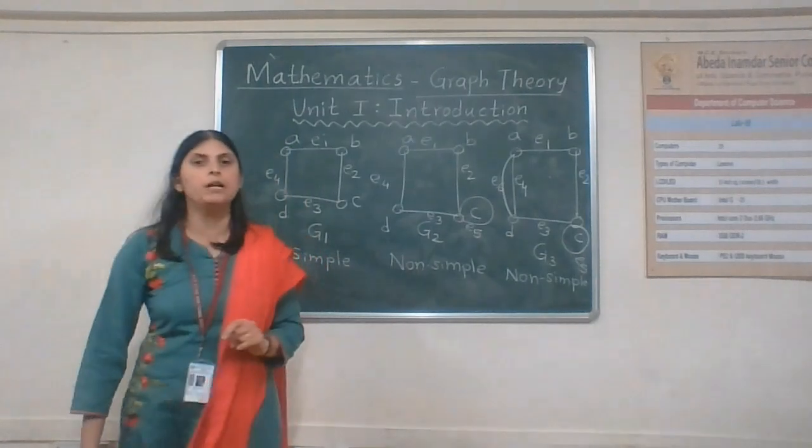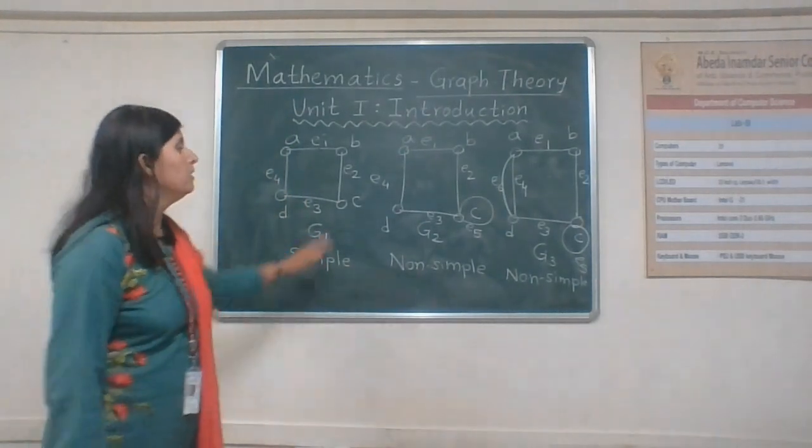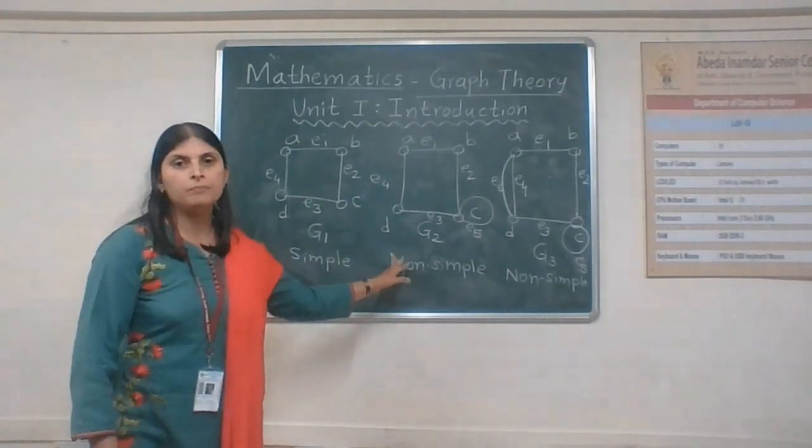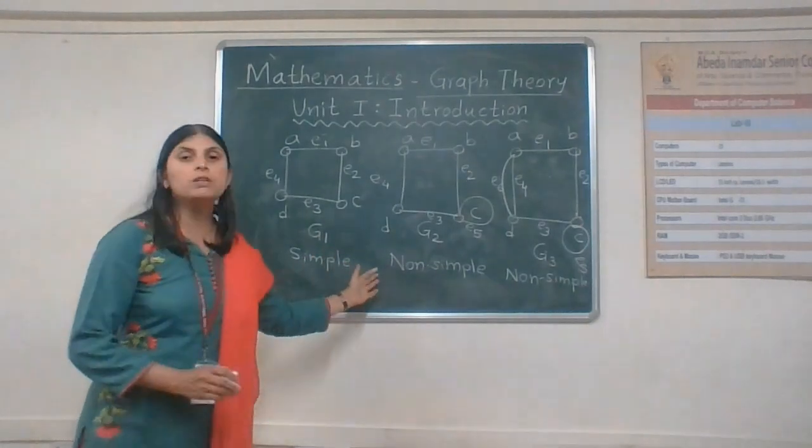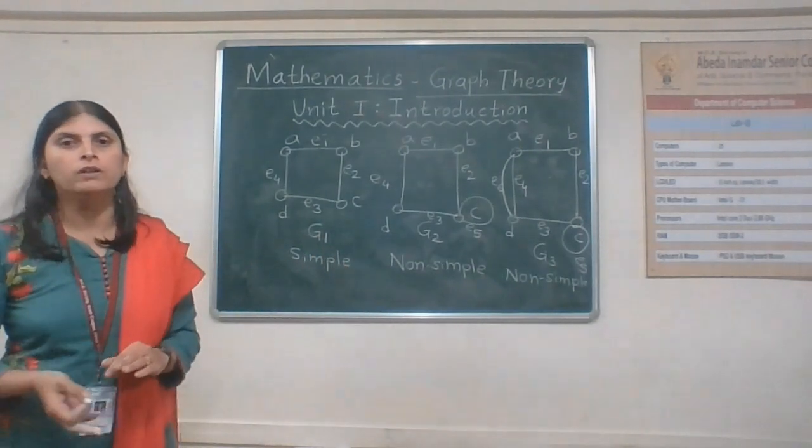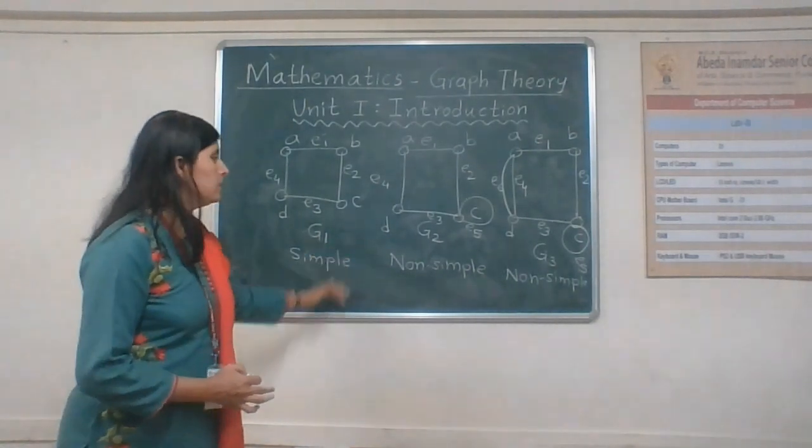So considering loops and parallel edges, here we have defined simple graph. Now next time we have to see what are the different types of graphs. So we will see it next time.